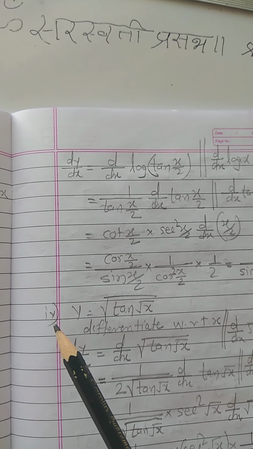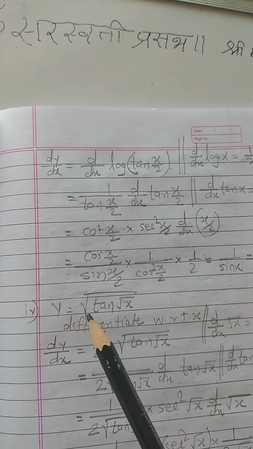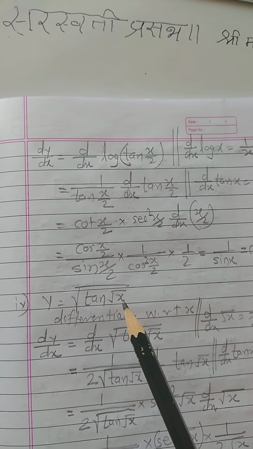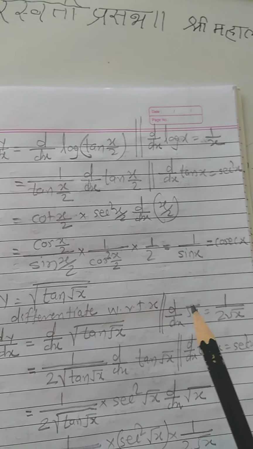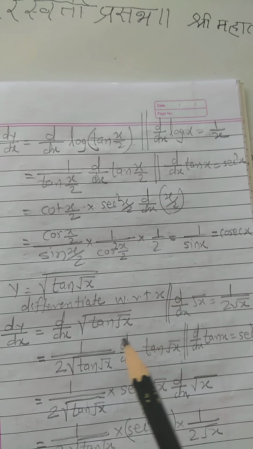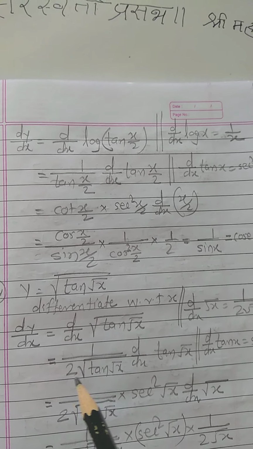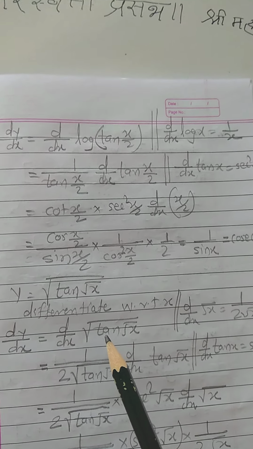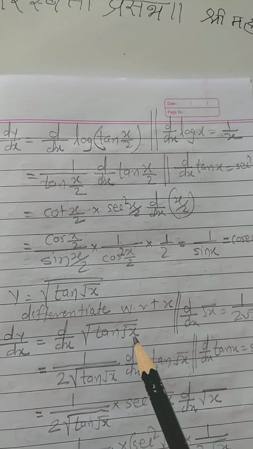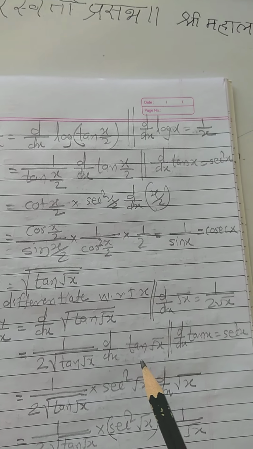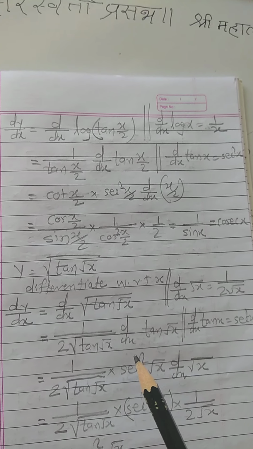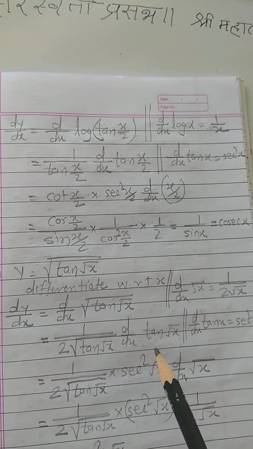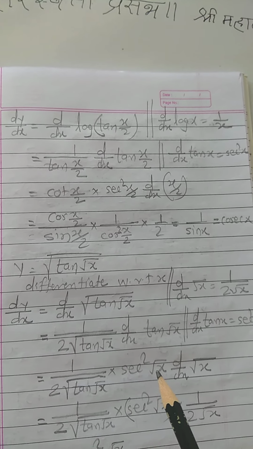Roman 4: y equal to root of tan of root of x. Derivative of root is always 1 upon 2 root. So here also derivative of root is 1 upon 2 root. We have to take derivative of inner function, that is tan of root x. But derivative of tan is sec square. So derivative of tan of root x will be sec square root x.